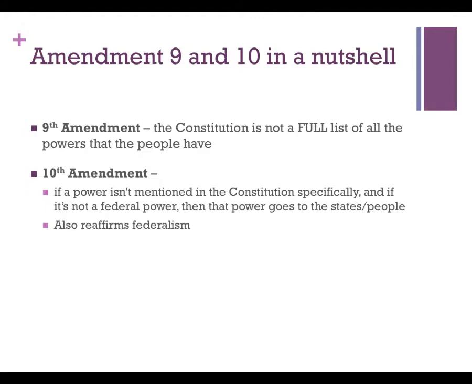The 10th Amendment has a two-part idea. Firstly, if there is a power that is not mentioned specifically, and if it's not a federal power, let's say like foreign policy, for example, then that power goes automatically to the states or the people. So there's a constriction or limit on the federal government here, right? And there's kind of a second implicit idea here in the 10th Amendment. It's this reaffirmation of the nature of the federal system. So it declares sort of matter-of-factly that there is a relationship between the federal and the state governments, right?